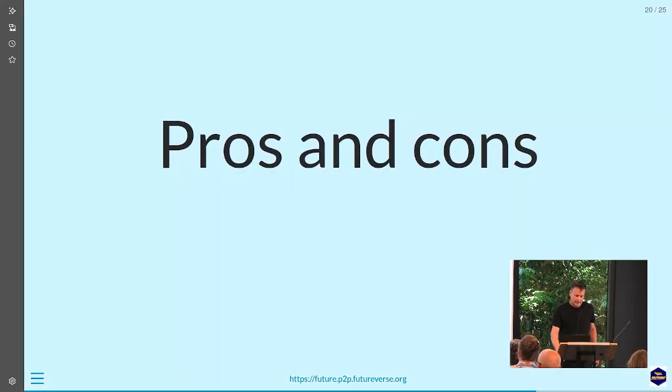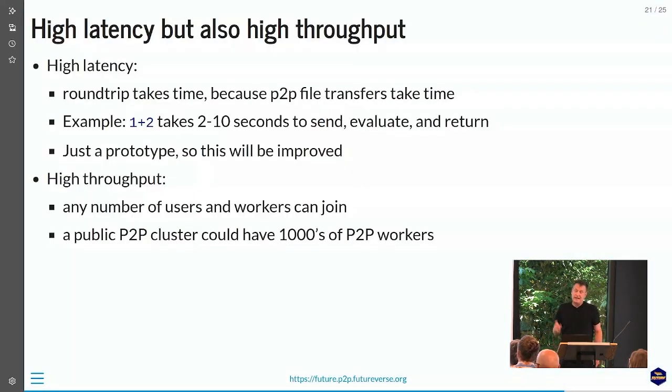Okay. Pros and cons. High latency. Extra high latency now in the first version. The evaluation of 1 + 2 is instant, but in order to send these boxes, they have to find a way through the internet. So that can take 2 to 10 seconds. It's not optimized at all. There's no memory. So if a client and worker have already established a connection, it can probably go instantly, but now they retry every time.